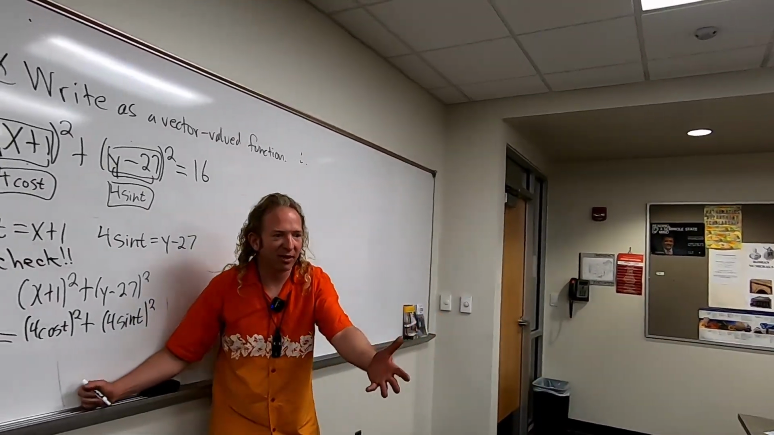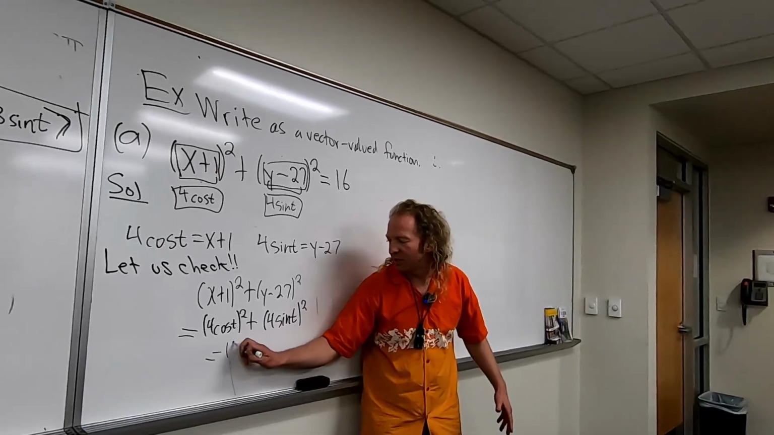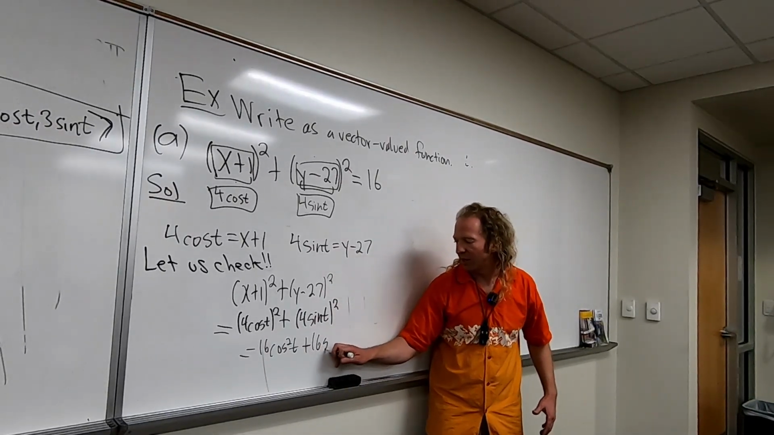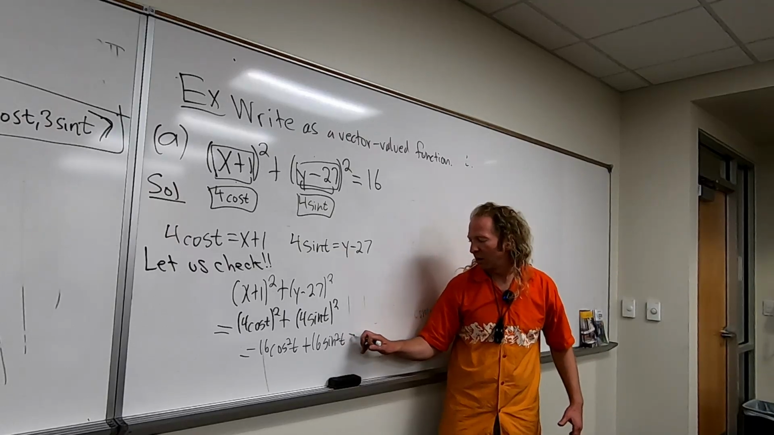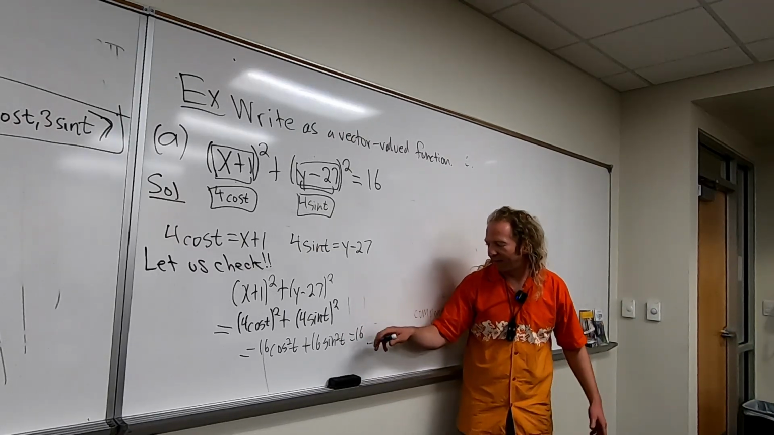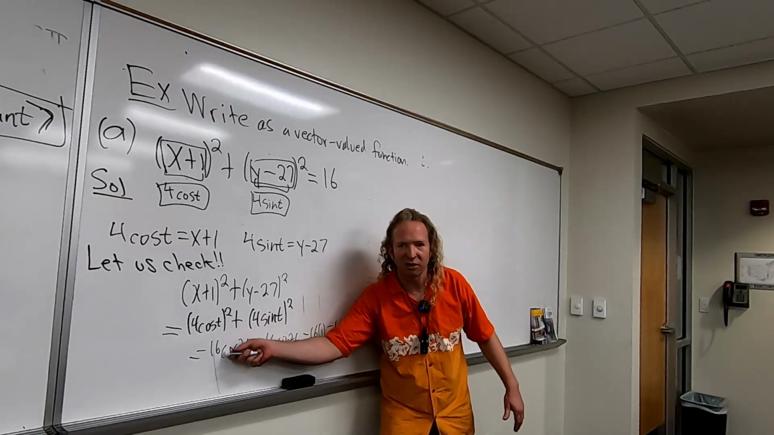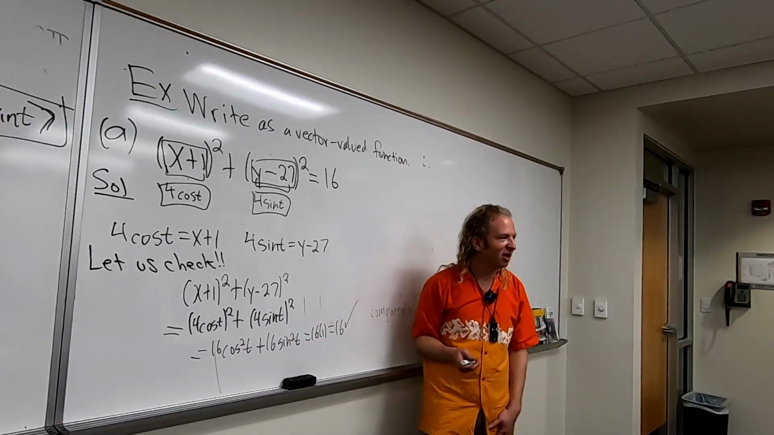Now you see the same thing happens, right? This is 16 cosine squared t plus 16 sine squared t. I can factor it out. You pull out the 16, you get cosine squared plus sine squared, so you get 1, which is equal to 16. So it checks.